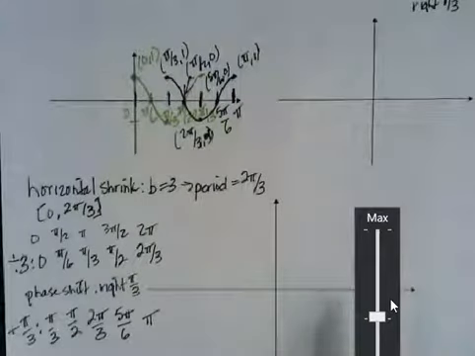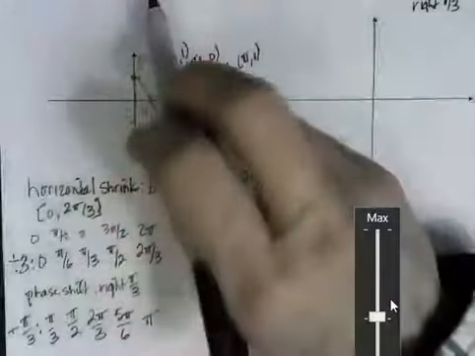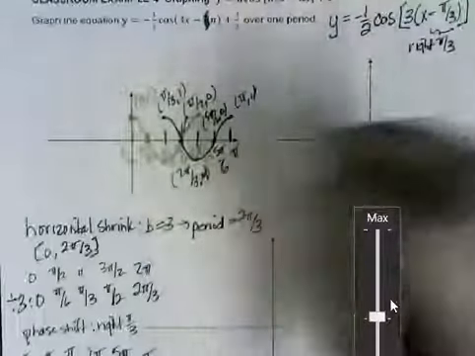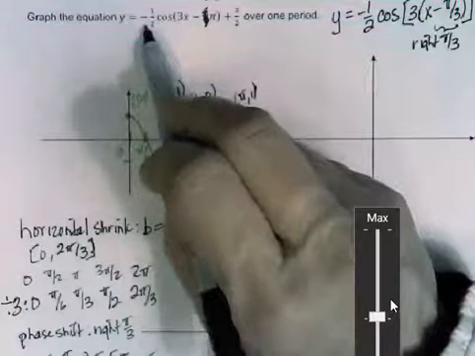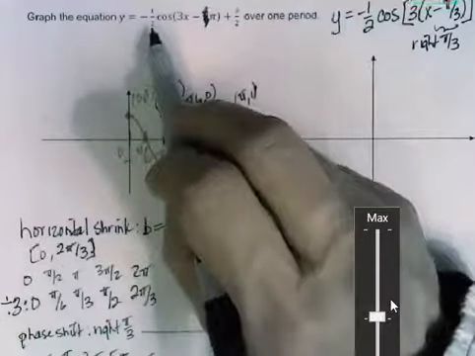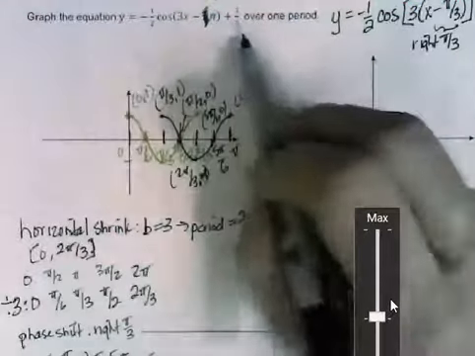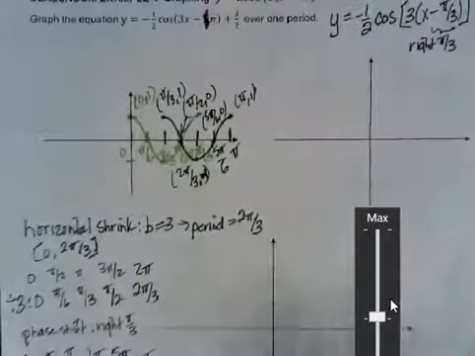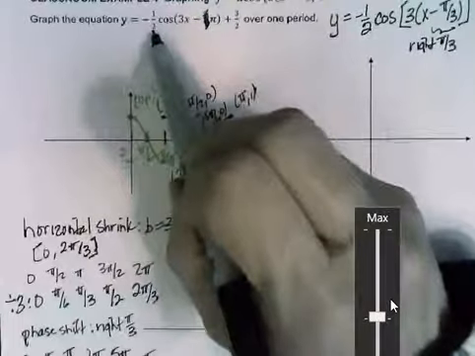Now I'm going to start working on the vertical ones. And this time I have 3 different things that are happening vertically. So I have my negative, which is going to reflect my graph over the x-axis. The 1/2 is going to shrink my graph vertically, and the plus 3/2 is going to shift it up by 3/2 of a unit. The first one I'm going to do out of these is the vertical shrink.